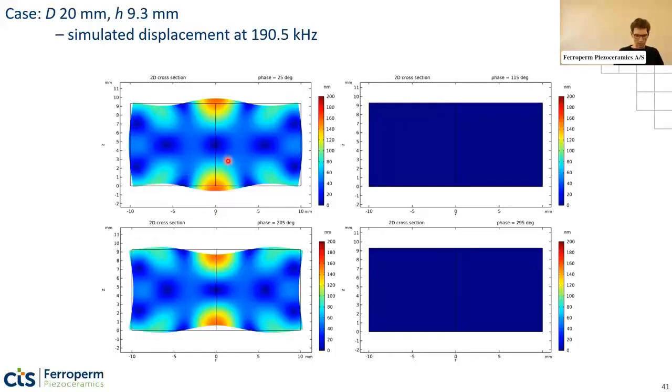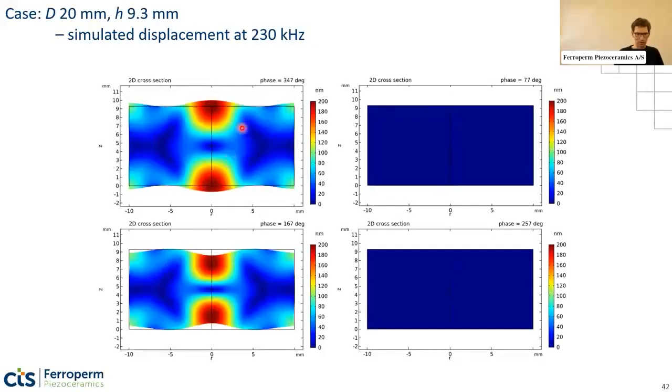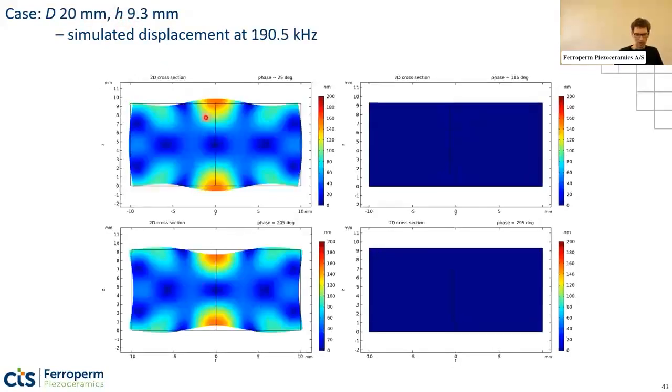You have a very unpredictable pattern of displacement. And finally, for the highest frequency at 230 kilohertz, again, something which is not what you expected. It's not just a pure expansion and contraction as you hope for. The reason for this is that the difference between this diameter of 20 millimeter and the height of 9 millimeter is too small. They are so close together that you will get coupled modes, for example, looking like this or like this.